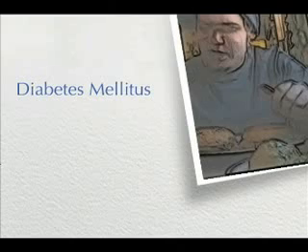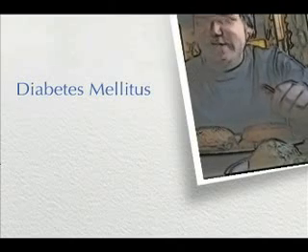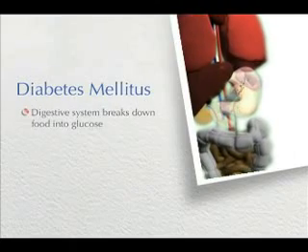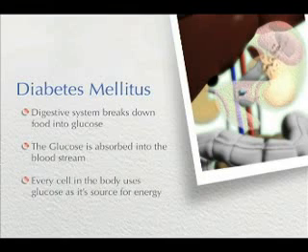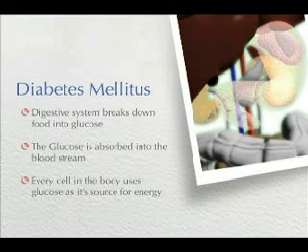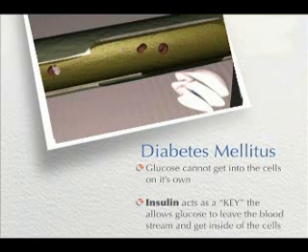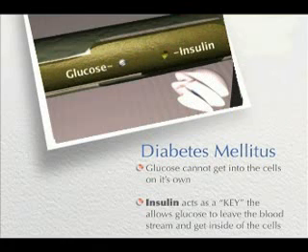Whenever we eat, our body converts that food into sugar, called glucose, that every cell in the body uses for energy. The glucose is then absorbed into the bloodstream, and then every cell in the body uses that glucose for energy. Unfortunately, glucose cannot get into the cells on its own, and it requires a transport mechanism or a key to help the glucose get inside the cell. That is what insulin does. It acts as a key to allow glucose to enter the cell, where the cell can use the glucose for energy.